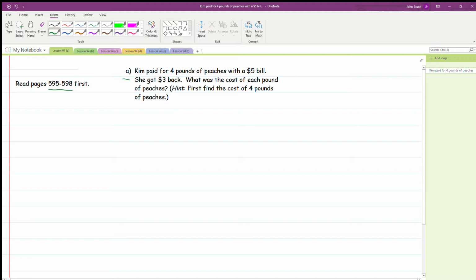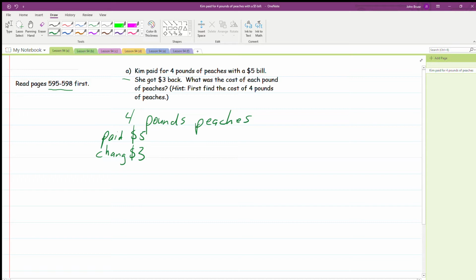So problem A on page 598 says, Kim paid for 4 pounds of peaches with a $5 bill. So she's got 4 pounds of peaches, and she paid $5. She got $3 back, so her change was $3. What was the cost of each pound of peaches? And it gives us a hint. It says, first, find the cost of 4 pounds of peaches.